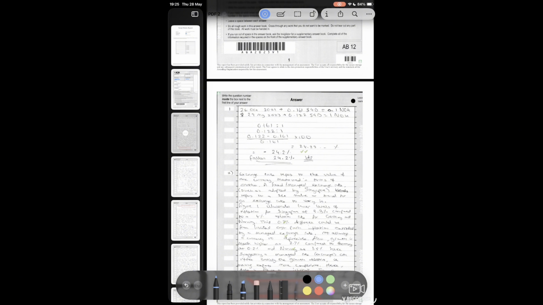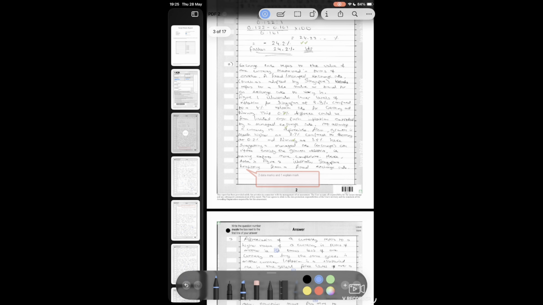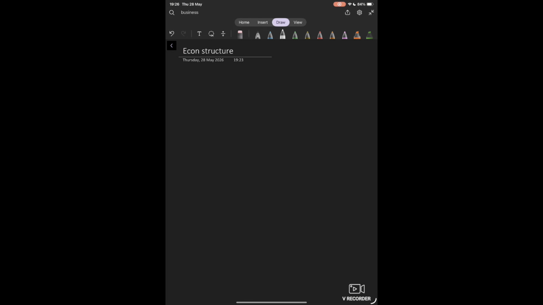Let's swiftly move to question 2. Question 2 is a 4 marker. So, the question says, explain how the data in extract A, figure 2, shows that Singapore may have benefited from managing its exchange rate compared to Germany and Norway. Before we get into answering the question, how should you answer a 4 marker? Let's get into it.